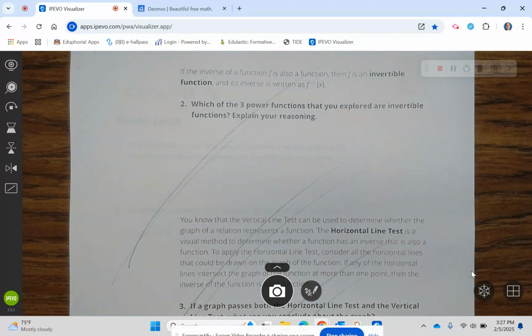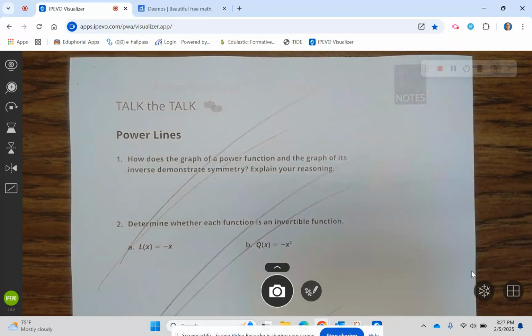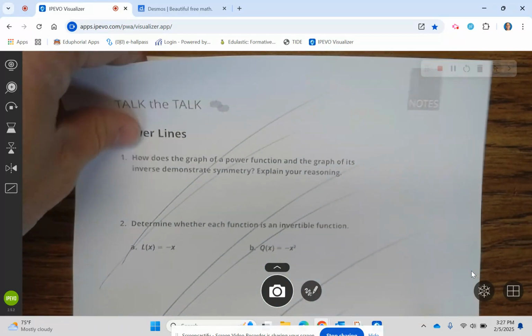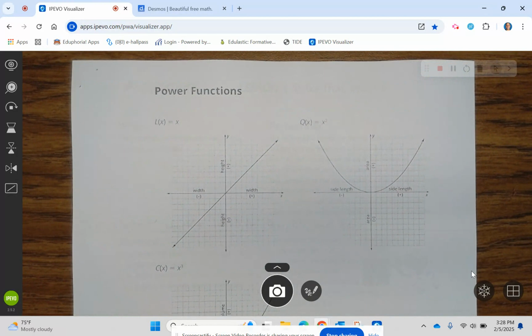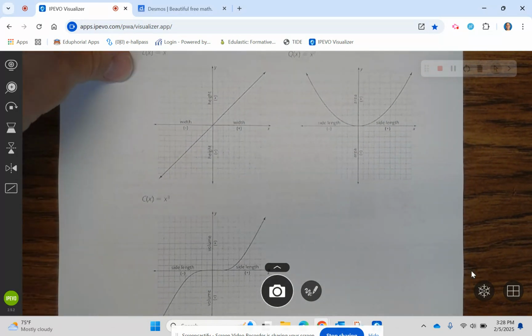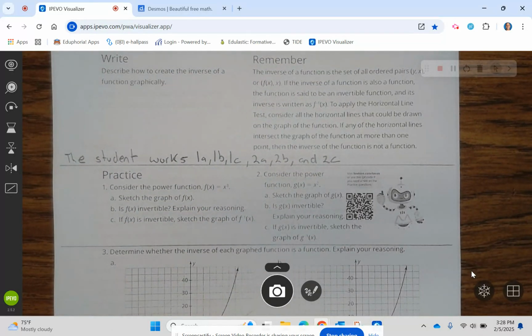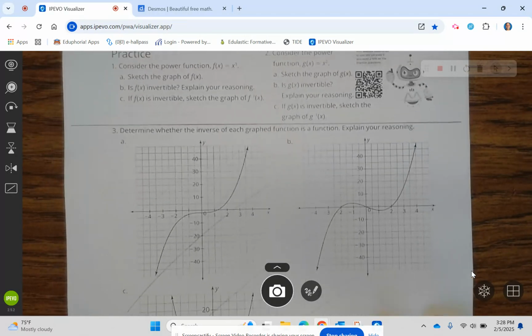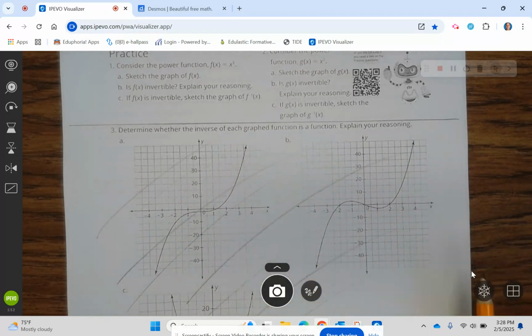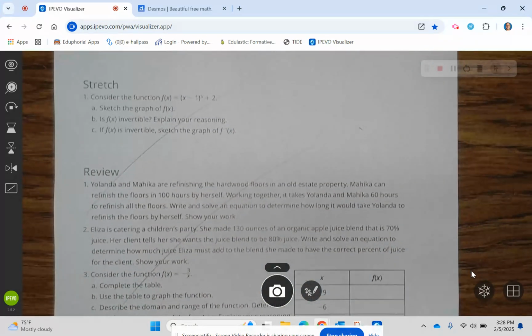Go ahead and mark out this page. Go ahead and mark out this page. You can keep this page if you'd like. And then let's take a look at here. The student works 1A, 1B, 1C, 2A, 2B, and 2C. And then mark out number 3. And then mark out this page.